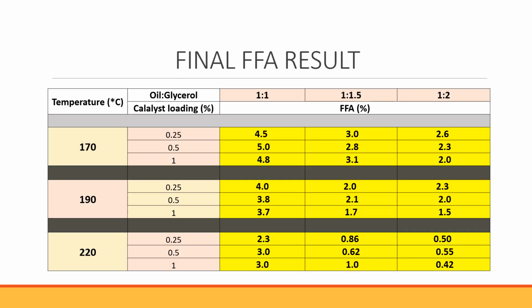Okay, so these are the final FFA results. So basically what we can say is higher temperature gives a better result, but we do not necessarily have to take the lowest one because we just want 3%. So if you want the optimum from an economical point of view, I think we can take this one, 2.6, for 170 degrees C, which uses less energy, but with excess glycerol, and the catalyst loading is also only 0.25%.